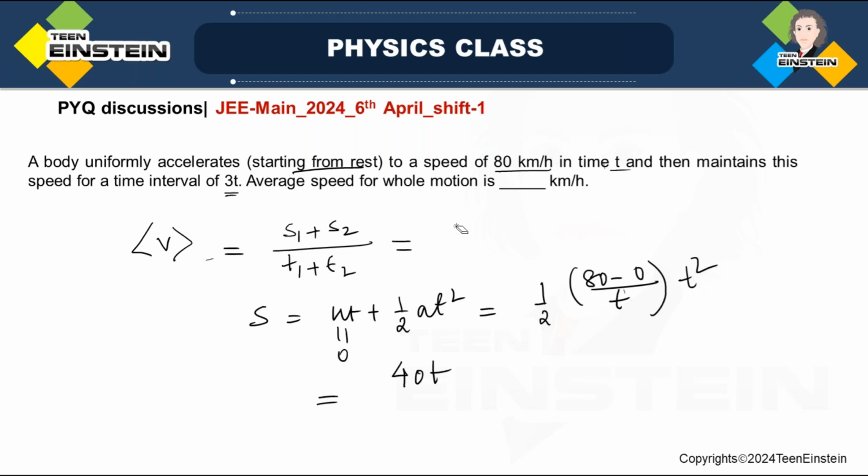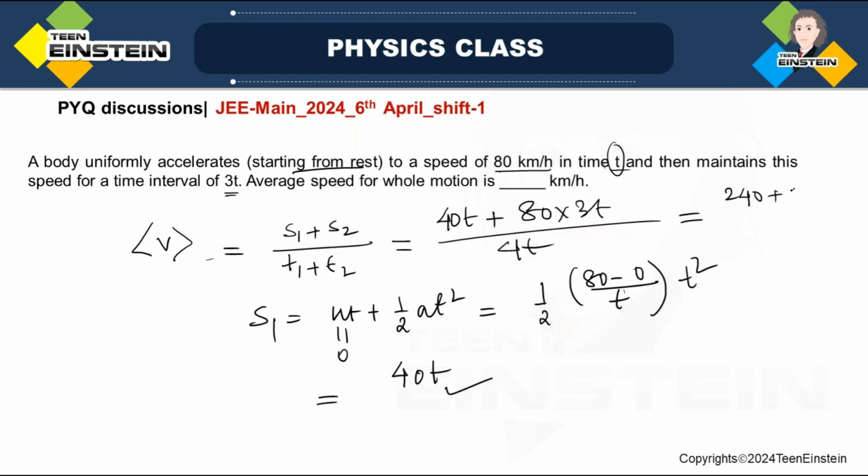See, s1 is the displacement. Average speed means distance traveled. Distance traveled during t time is what we have found here, that is 40t, plus s2, which is this one, 80 into 3t, divided by 4t again. Then t I can take common and strike from both. This is 40 plus 240, divided by 4. So I get 280 divided by 4, so it will be 70, and this is kilometer per hour.